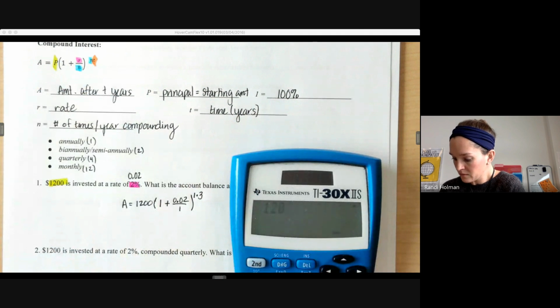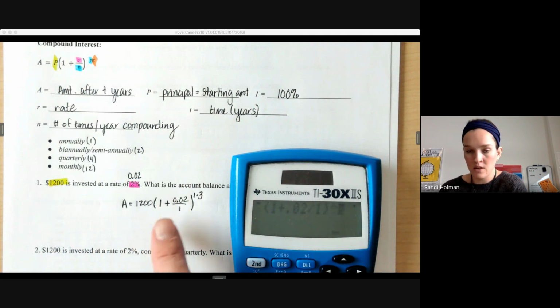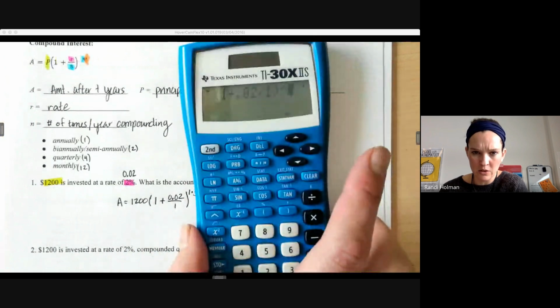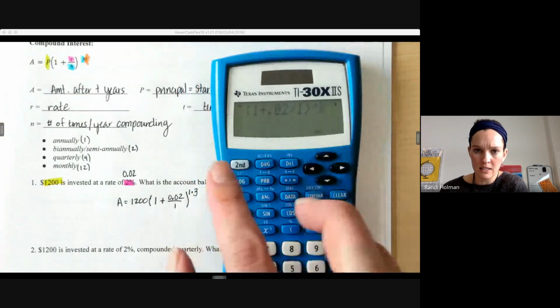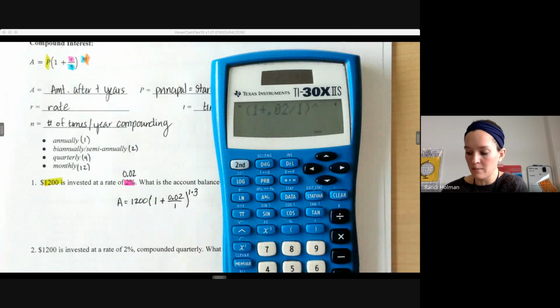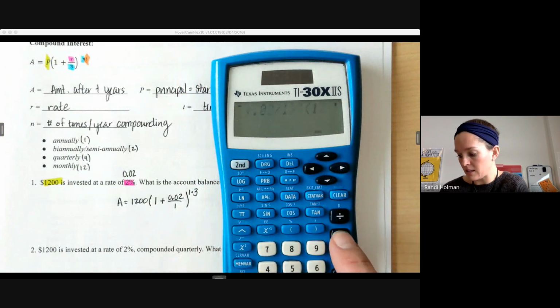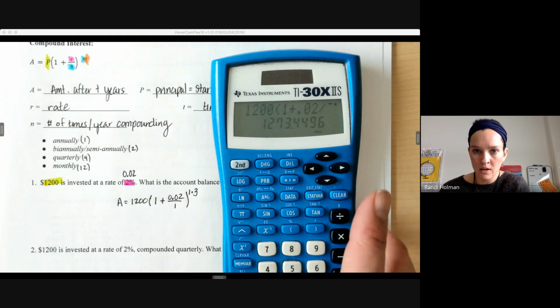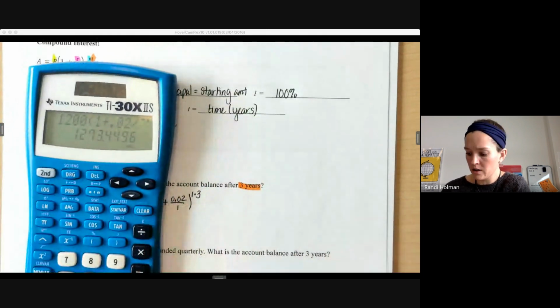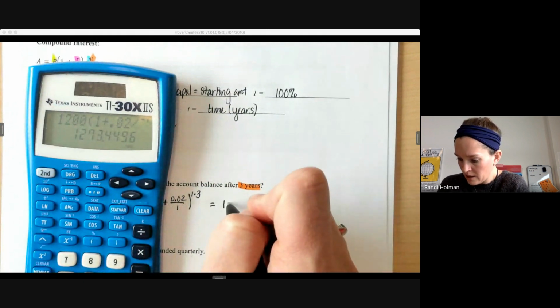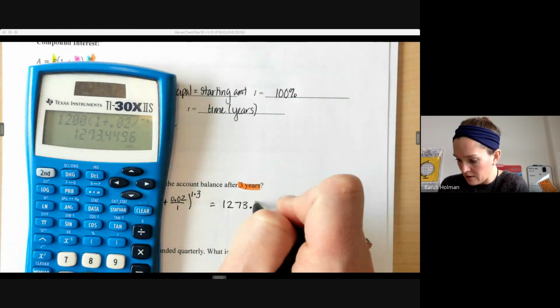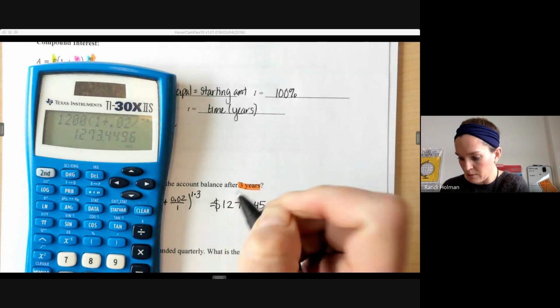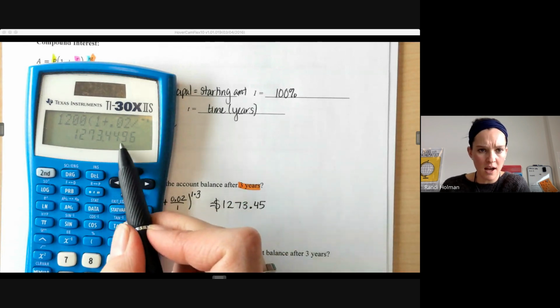1,200, 1 plus 0.02 divided by 1 to the, careful with your exponent here, because if I just put to the 1 times 3, it's going to take this to the first power and then multiply that answer times 3. So make sure you put parentheses there so that it's going to do that whole thing. In this case, you could just put 3. Okay, so your investment is worth $1,273.45. It's money, so make sure you're rounding to the nearest hundredth. 9 bumps that up to 5.